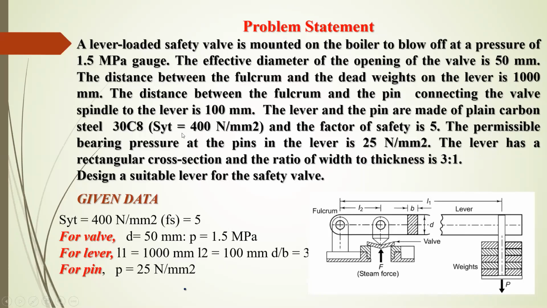Then the lever has a rectangular cross section and the ratio of width to thickness is 3:1. Here we can see the lever cross section by the hatching lines. D and B are the width and thickness of the lever, and the ratio D divided by B is given as 3:1.